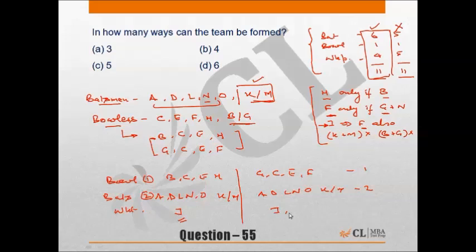In this team, both I and J can be part of the team. So the number of wicket keeping options in the first case is only 1. The number of wicket keeping options in the second case is 2.